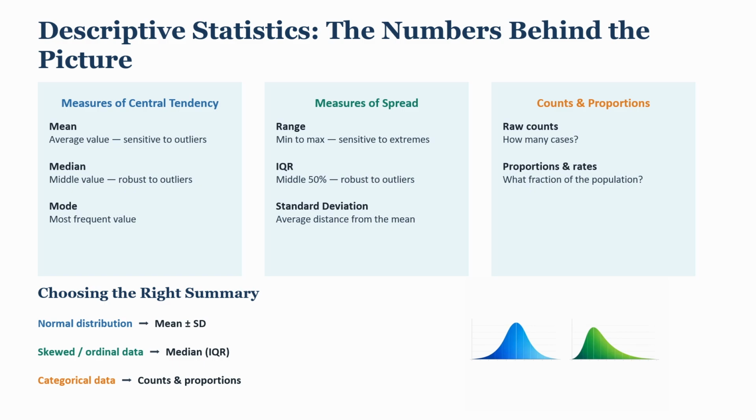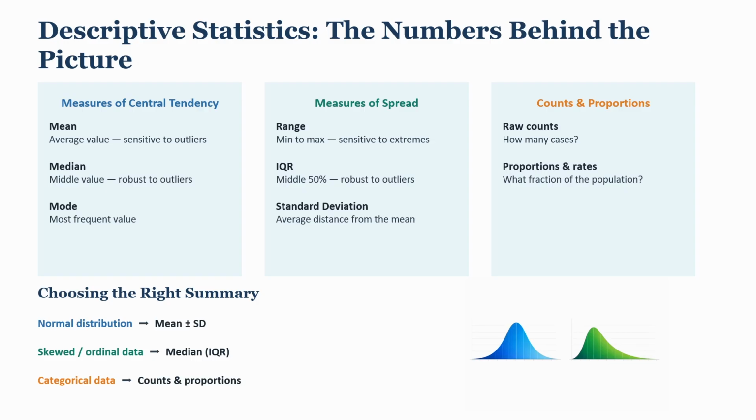The second choice is a measure of spread. How variable is the distribution? The range, minimum to maximum, is simple but strongly influenced by extreme values. The interquartile range, the range of the middle 50% of values, is more robust. The standard deviation measures average distance from the mean. Meaningful and mathematically elegant for normally distributed data, but can be misleading for skewed distributions.